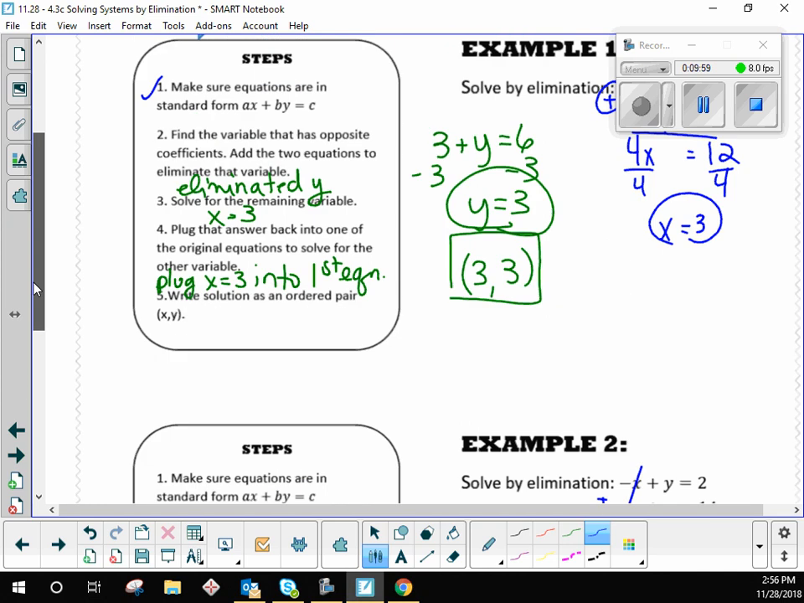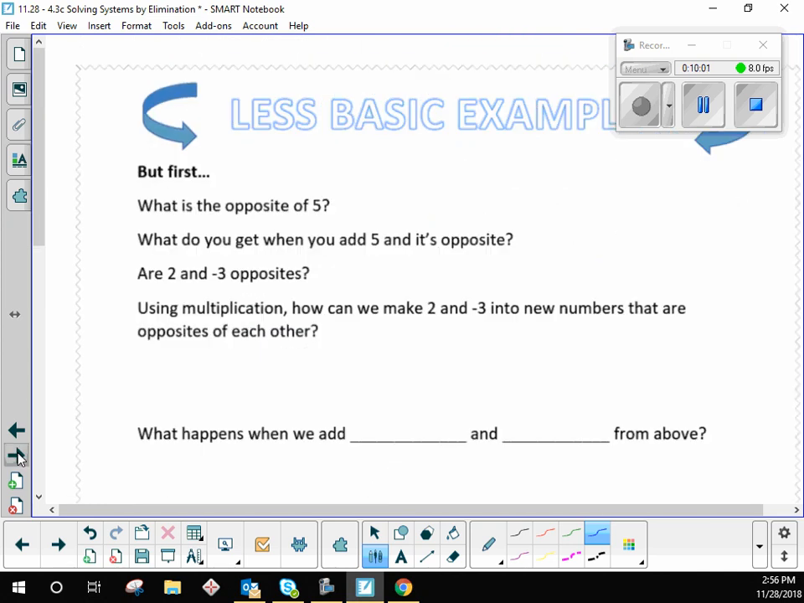Okay, so these were our basic examples, and these are our less basic examples. But first, a selfie. No, just kidding. The first question, so this is just sort of a lead-in to those problems down here.